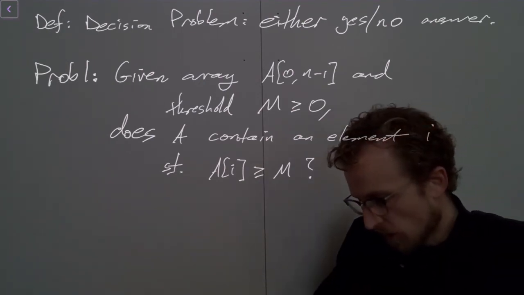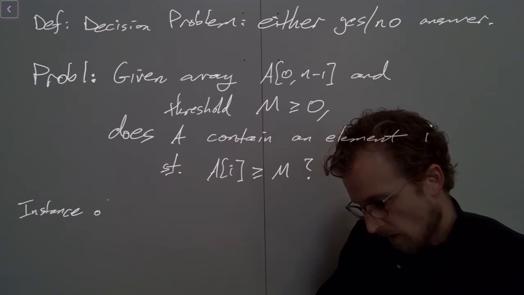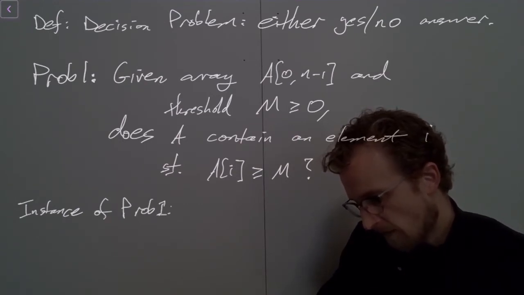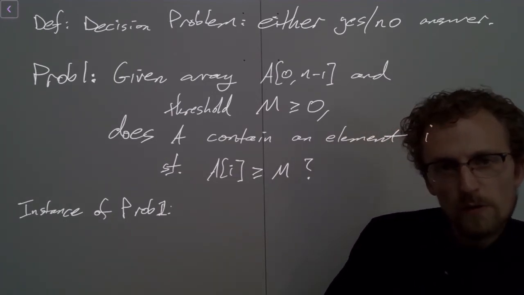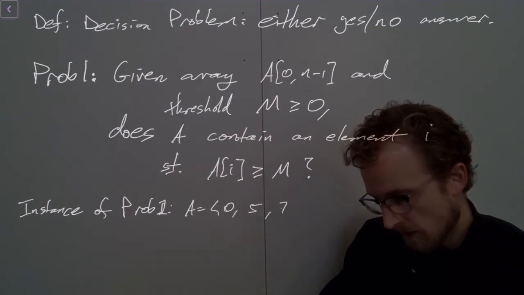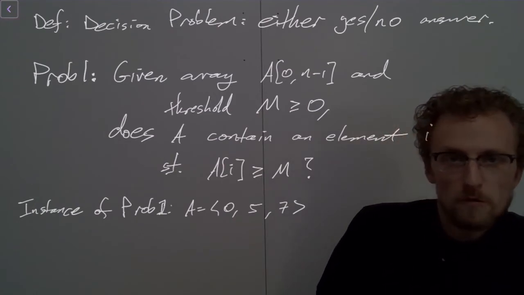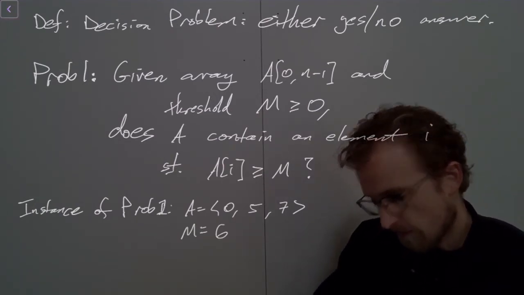So for example, with prob 1, here's an instance of problem 1. How do I specify an instance of problem 1? Well, I give you an array and I give you a threshold. Right, so here's my array. A is 0, 5, and 7. Right, it's a short array, but it's an array. And my threshold is 6.